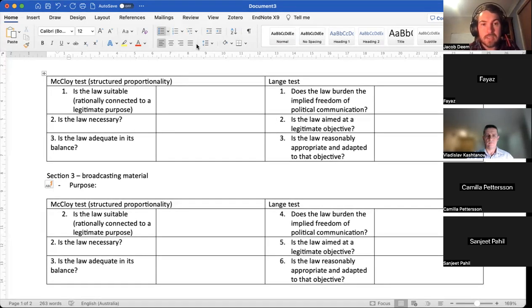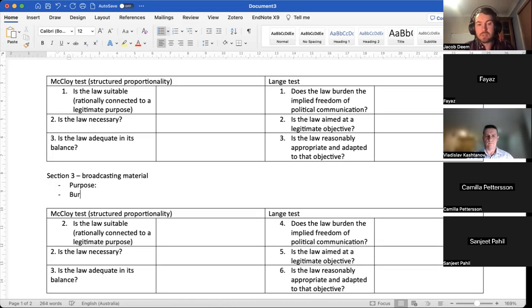Okay, so it seems like I froze for a little bit there. So basically, as a first step under structured proportionality, we think about what's the purpose of the legislation, what's it trying to achieve, and then what burden does it place on the implied freedom? Those are our two overarching questions. So firstly, what's the purpose of section 3? What's it trying to achieve here?